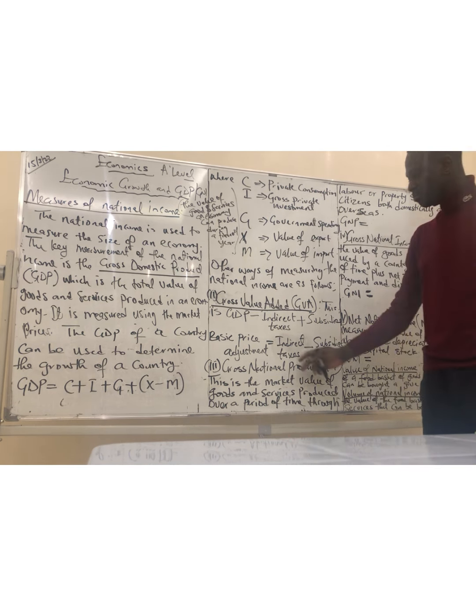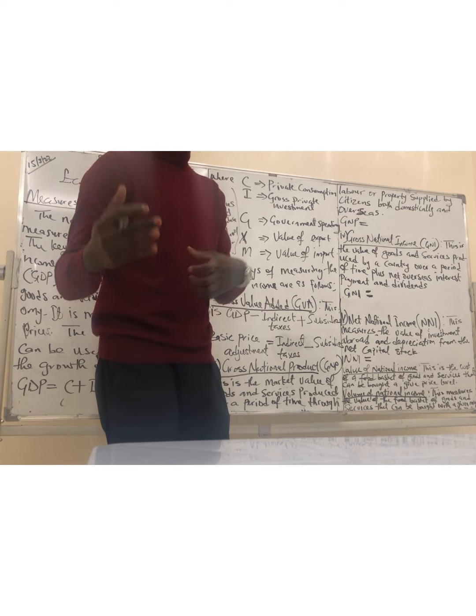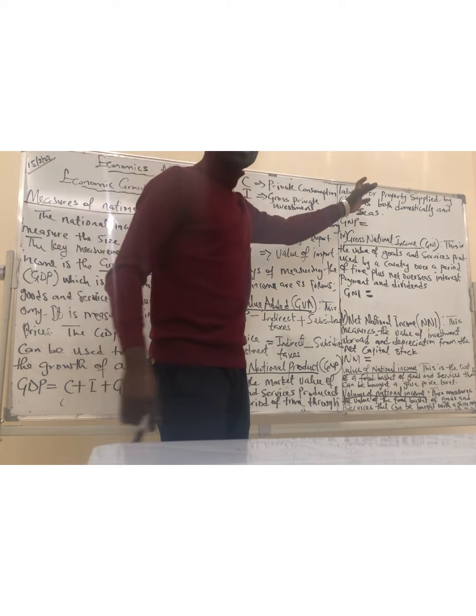Then another way we can measure the national income is using the gross national product, the GNP. For the GNP, I said this is the market value of goods and services produced over a period of time through labor or property supplied by citizens, both domestically and overseas. So here, the market value of what has been produced in this economy, both by the citizens of this country and the citizens of this country abroad.